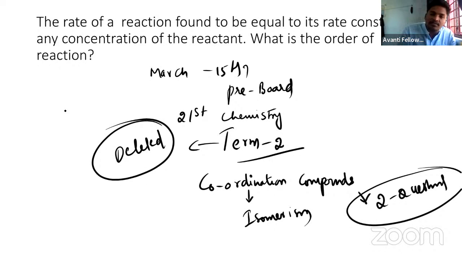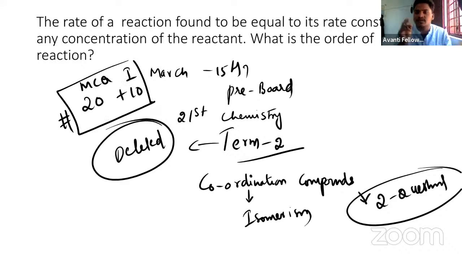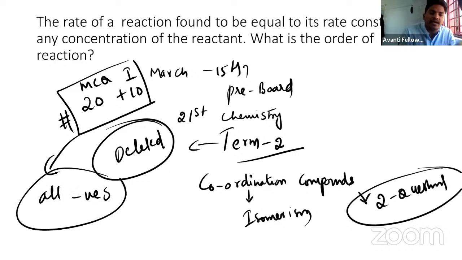Another important thing I would like to mention here. The pattern is 20 MCQs plus 10 integer type. And this time, all are having negatives. Last 10 questions had no negatives earlier, but this time you are having negative marks for the last 10 also.